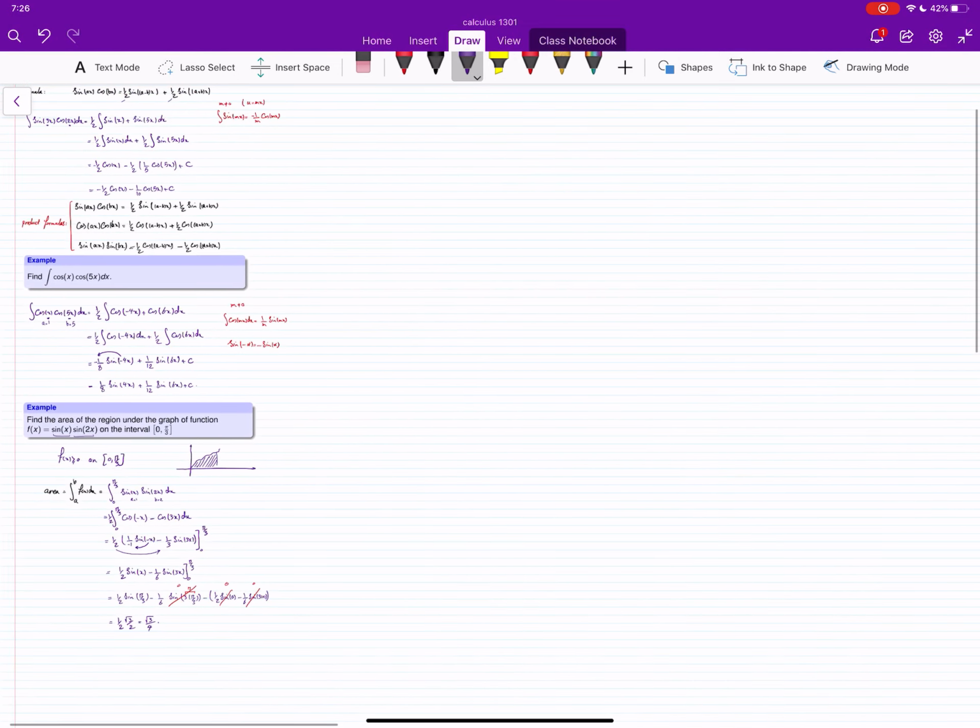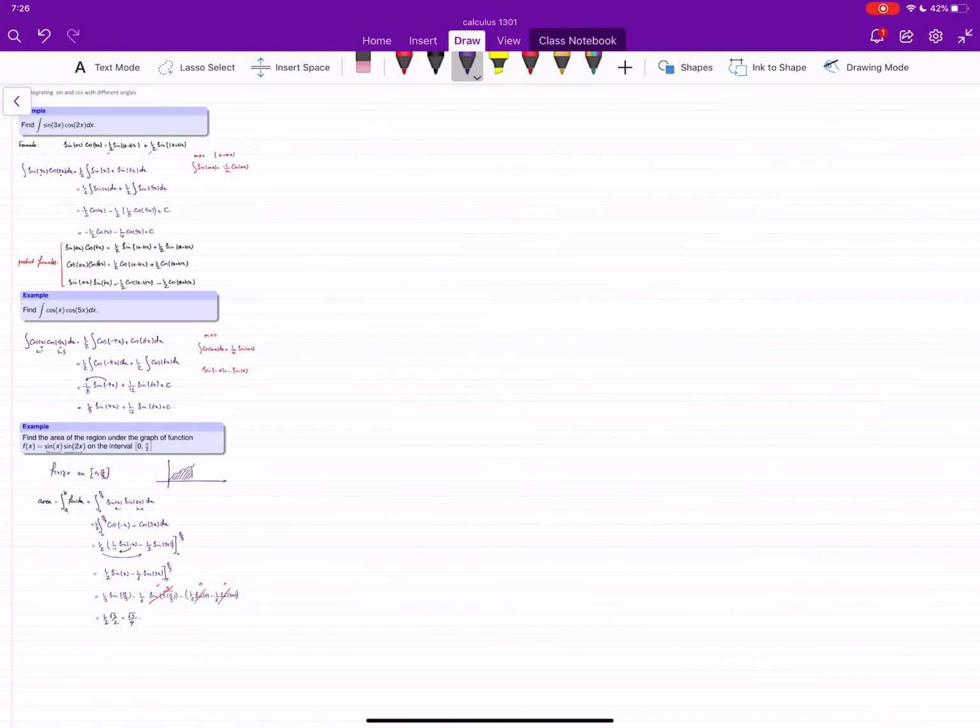Just very simple. You use one of the product formulas, turn a product of sine and cosine, or two sines or two cosines with different angles, into sums of two angles. Use the linearity, separate them, and then you can deal with each one of these guys separately.